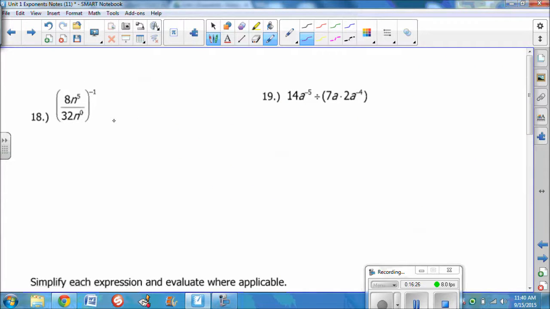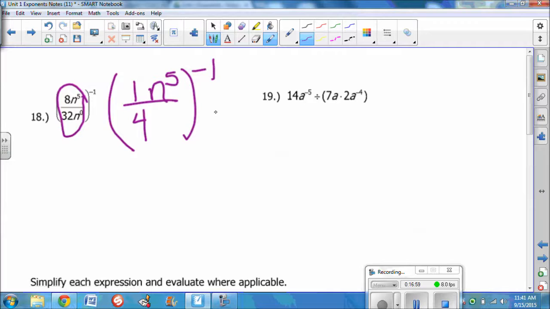Holy cow! Look at this one. This one looks a little crazy, but order of operations says do what's inside the parentheses first. So what is 8 divided by 32? Use your calculator. Should get 1 over 4. What's your base? It's n. What do you do with the exponents? 5 minus 0, we just know, is 5. So we simplified what was inside the parentheses, but now it's all raised to the negative 1. Oh my goodness, fraction raised to the negative 1. What have we been doing? We have been flipping it over.